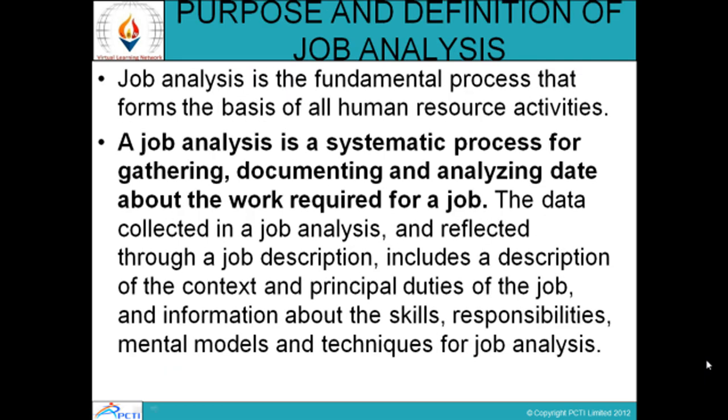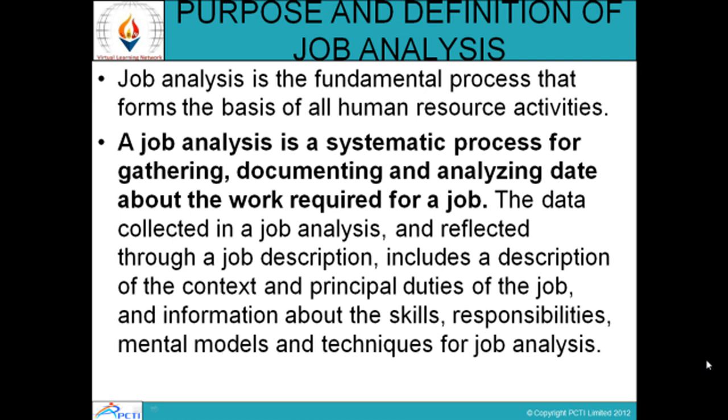Now the purpose of job analysis and its definition. In the previous slide we discussed where we are required to analyze our jobs: while deciding on downsizing, appreciation, or any kind of promotions. Job analysis is also required when the organization has a new opportunity in the environment and a new task to perform, so they require new skills and new knowledge. In that case they require job analysis.